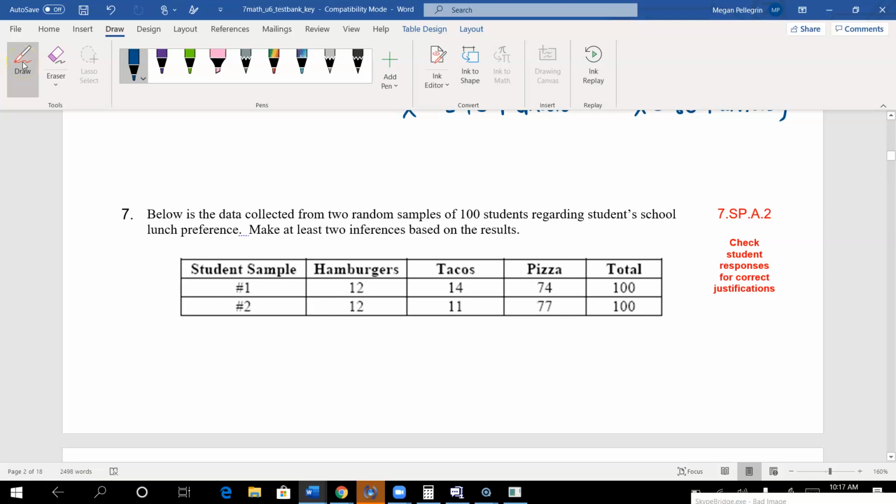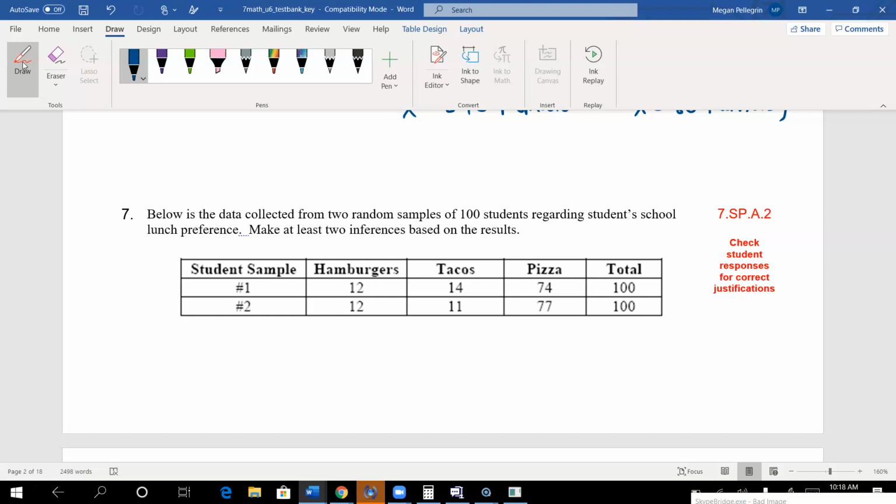Number 7. Below is the data collected from 2 random samples of 100 students regarding students' school lunch preference. Make at least 2 inferences based on the results. Okay, so an inference is based on the data. So if we're looking at that data, what can we conclude about this data? And to the right, you see that it says check student responses for correct justifications. So there's many options that you could say.